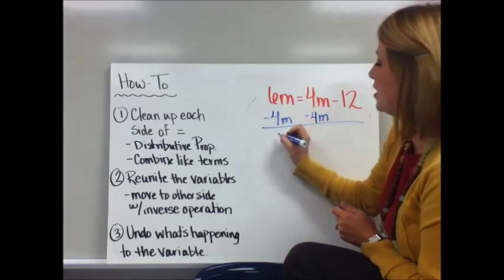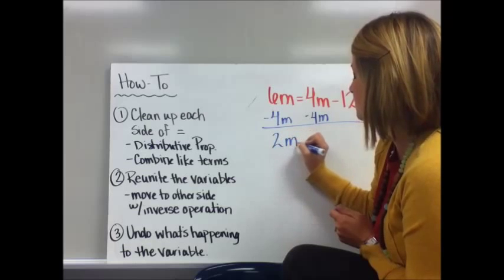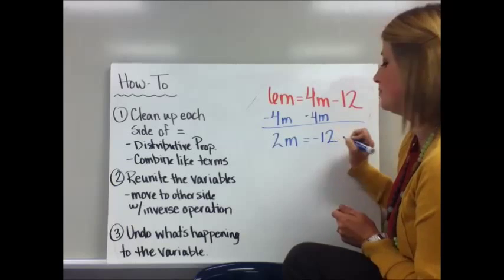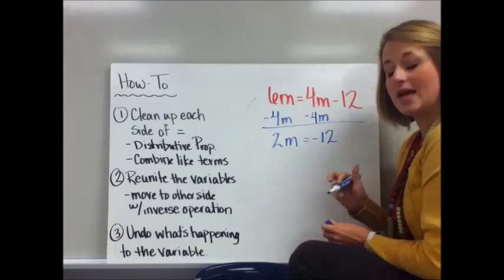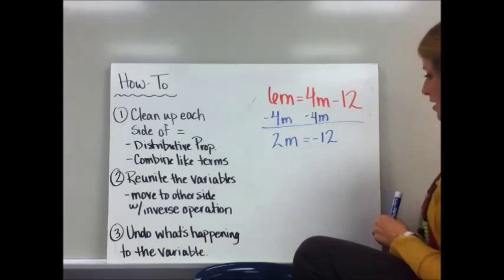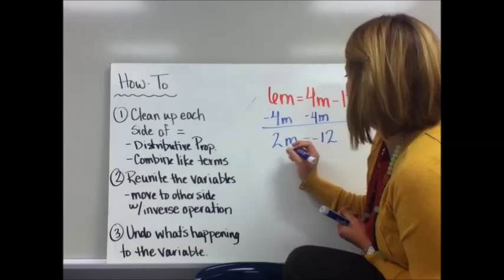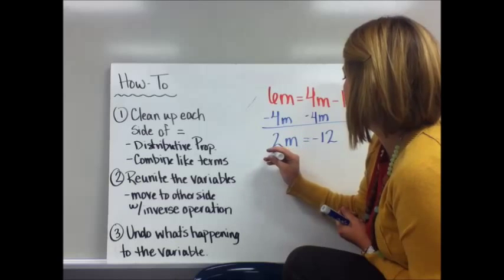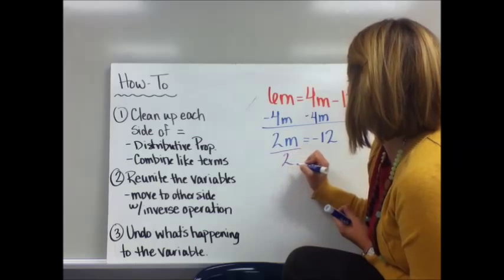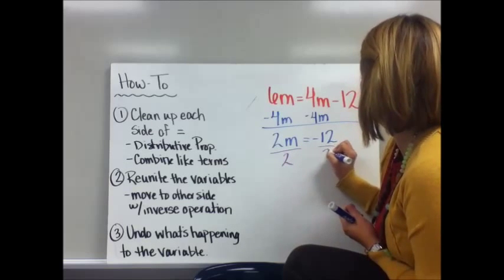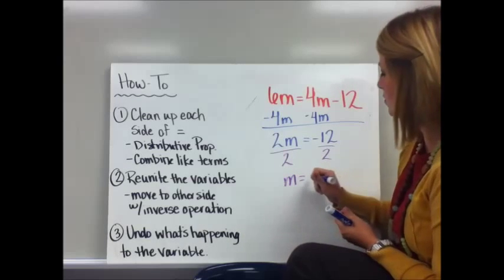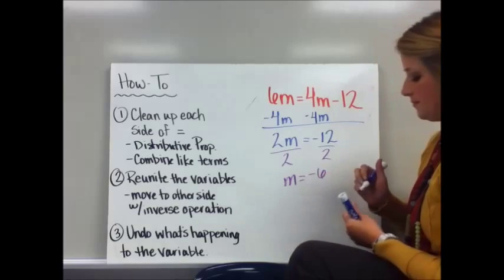6m minus 4m is 2m. And that equals negative 12. Now I'm going to undo what's happening to the variable. The variable is being multiplied by 2, so I'm going to undo that by dividing by 2 on both sides. And I get that m equals negative 6.